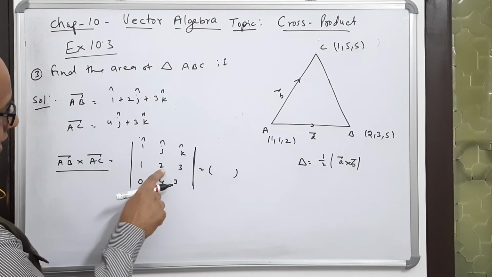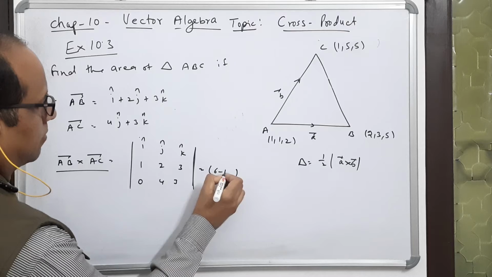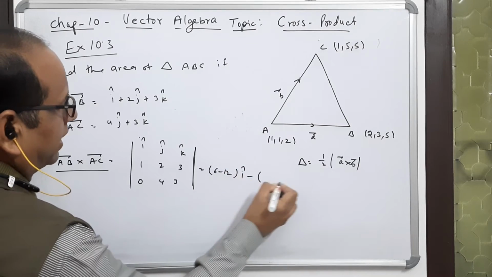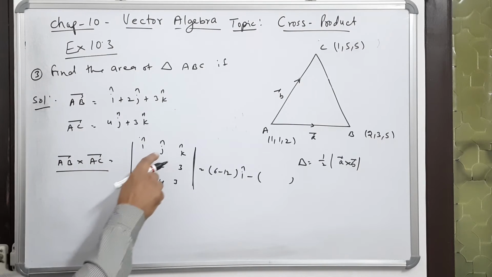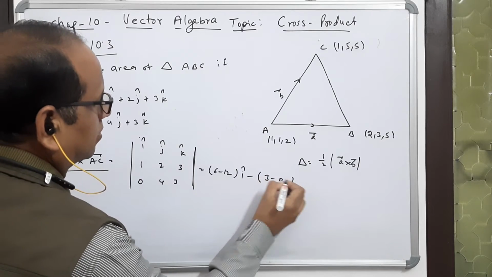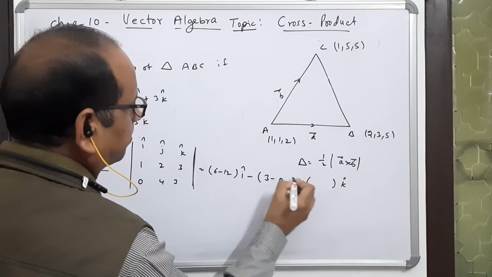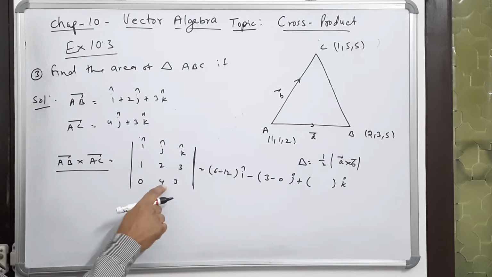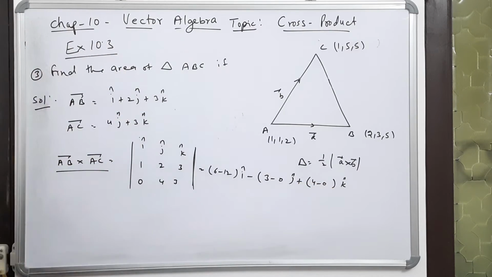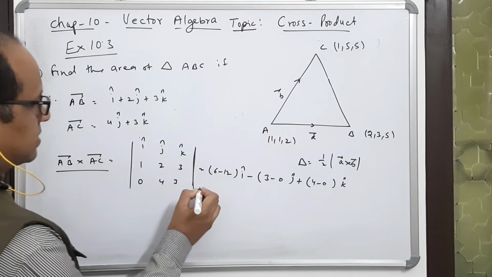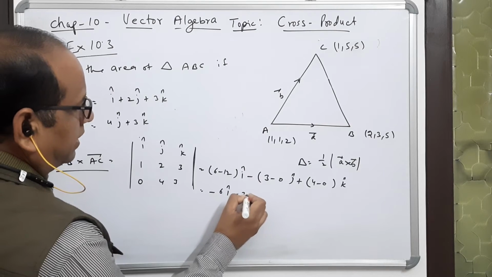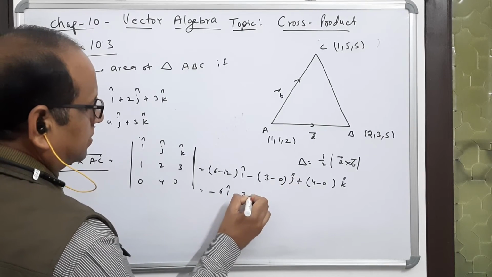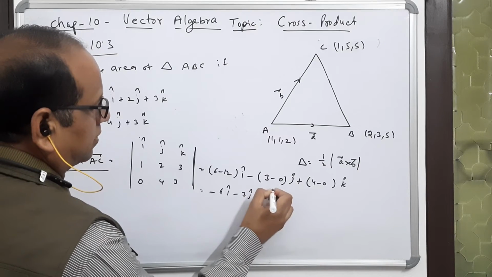So the first part is I cap. So it is 6 minus 12, 6 minus 12 I cap minus, according to the principle of the determinant. For J it is 3 minus 0 plus for K cap, this one it is 4 minus 0. Please see this part. I hope this part is clear to you. So now the final answer is minus 6 I cap minus 3 J cap plus 4 K cap.